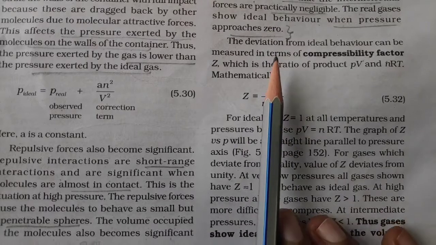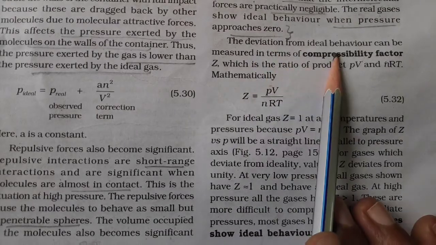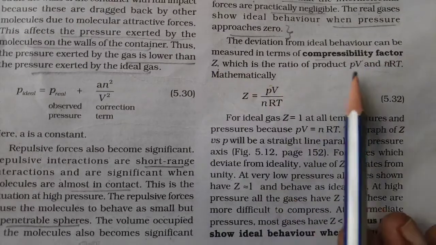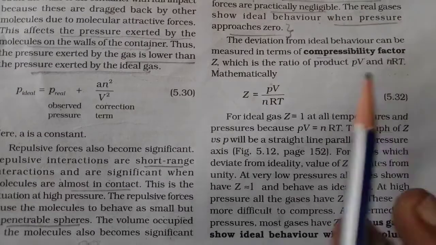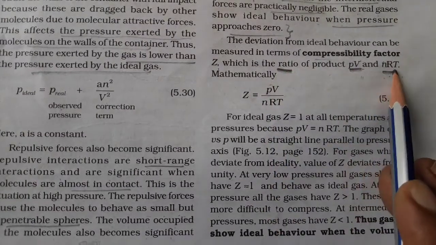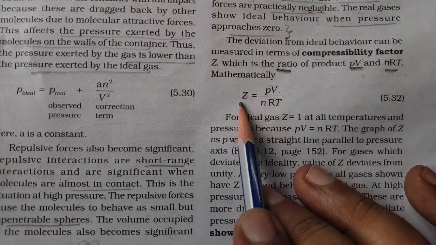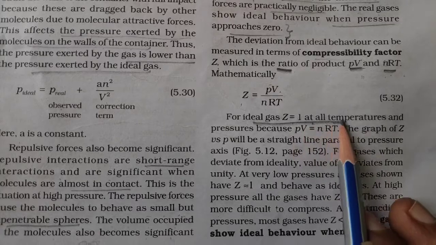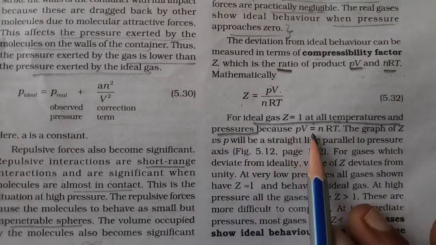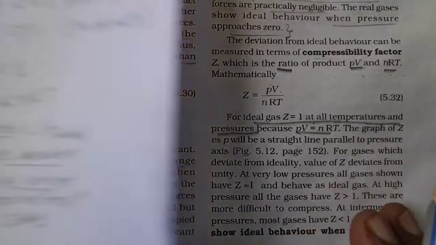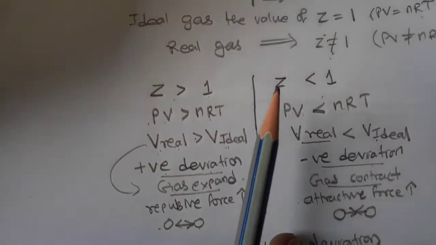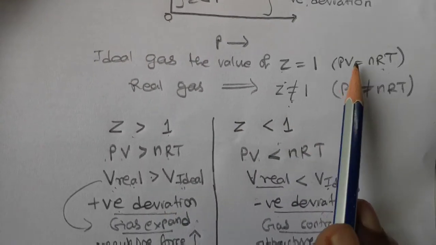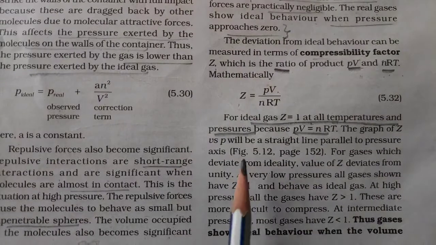Now this is the explanation given in your textbook. The deviation from ideal behavior can be measured in terms of compressibility factor Z, which is the ratio of product PV and nRT. PV upon nRT ratio, that is equal to Z. For ideal gas, you can underline this, Z is equal to 1 at all temperature and pressure, because we have seen here PV is equal to nRT. Clear? PV is equal to nRT for Z equal to 1. Right? Now the next part.